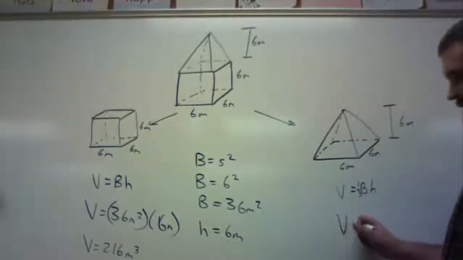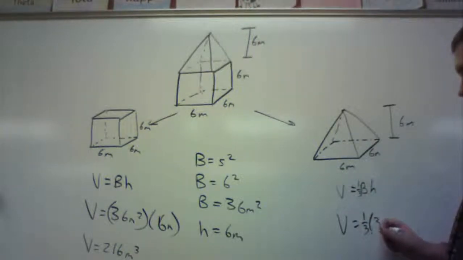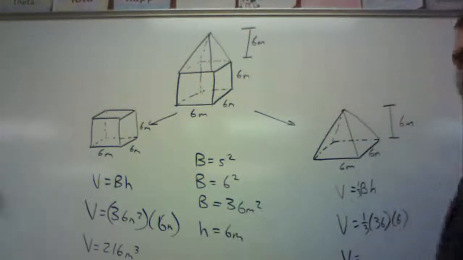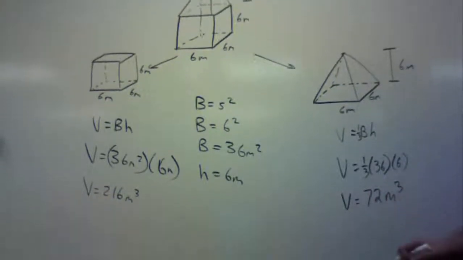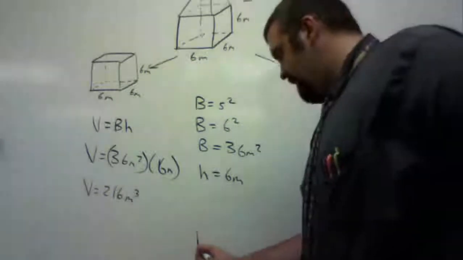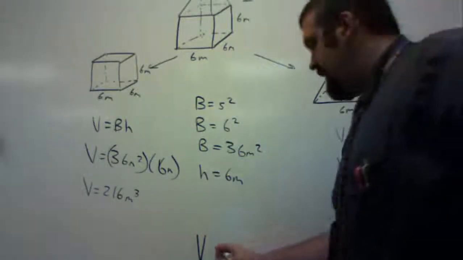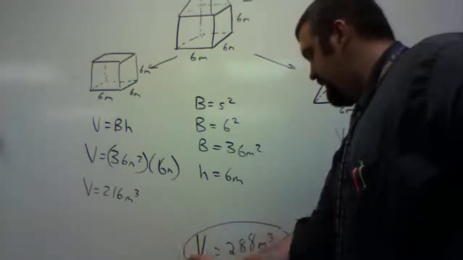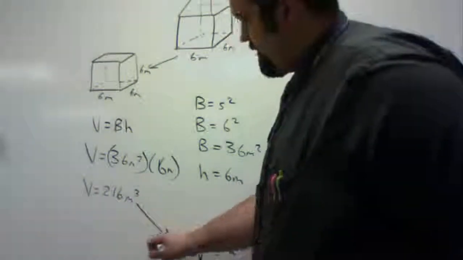Over here, it still has the same base area. 1/3, 36 meters squared times 6 meters. 72 meters cubed if I do it correctly. But that's not what I'm looking for. I'm looking for the total volume, which means I add 216 to 72, and I'll get 288 meters cubed as my answer. Because I wasn't looking for one individually, I was looking for them combined.